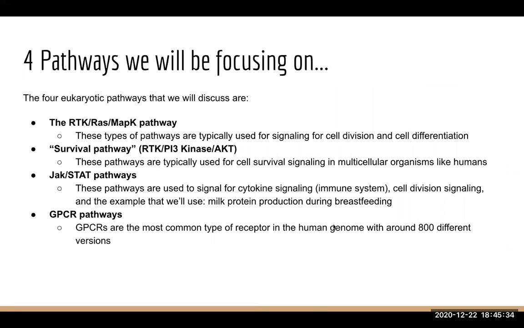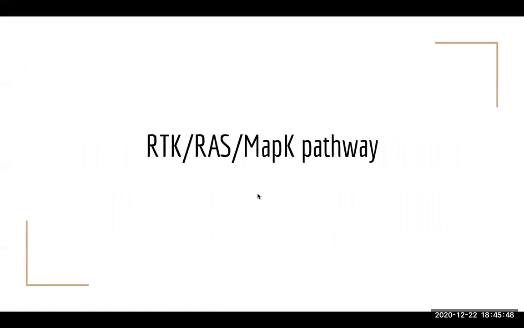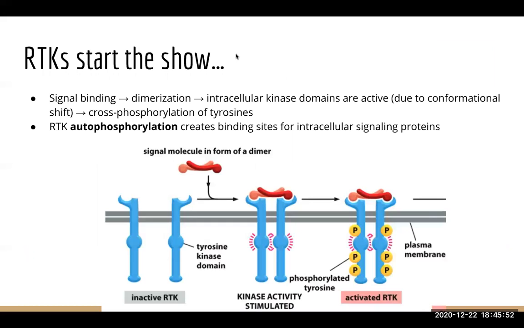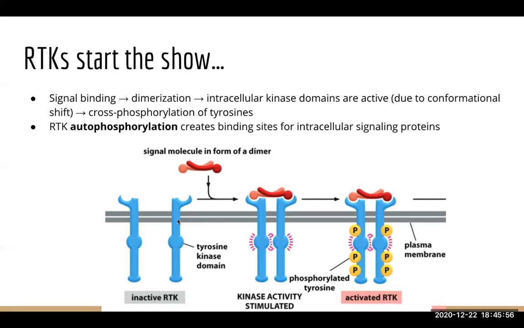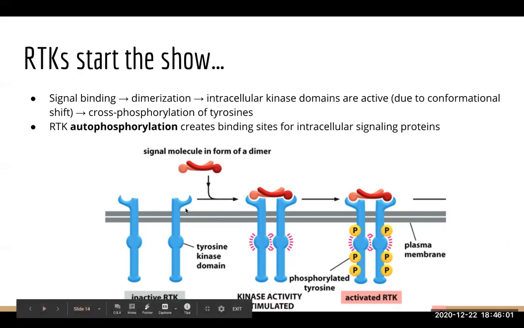Okay, so the four pathways we'll be focusing on are the RTK, RAS, MAPK pathway, the PI3K pathway, which is the AKT pathway, the JAK-STAT pathway, and the GPCR pathway. So the RTK, RAS, MAPK pathway, we'll start with this one. It's in the name. An RTK is a receptor tyrosine kinase, and that's these long blue things that Sebastian's pointing to right now.